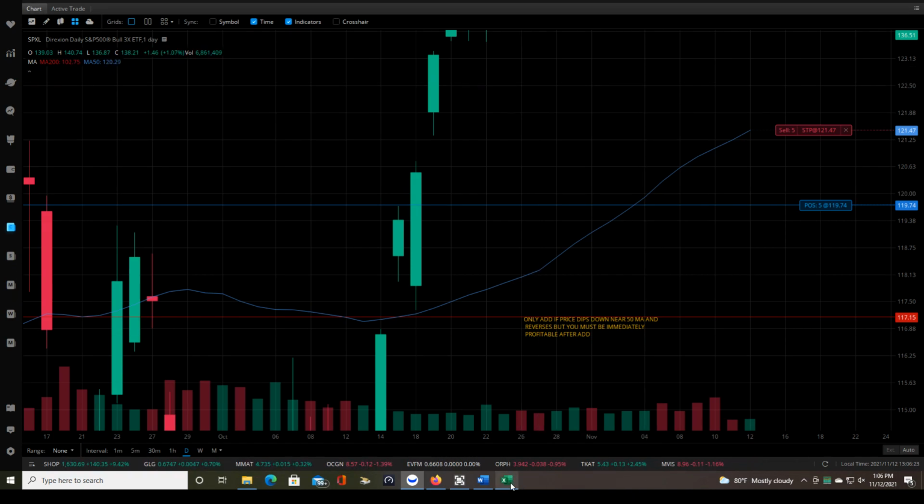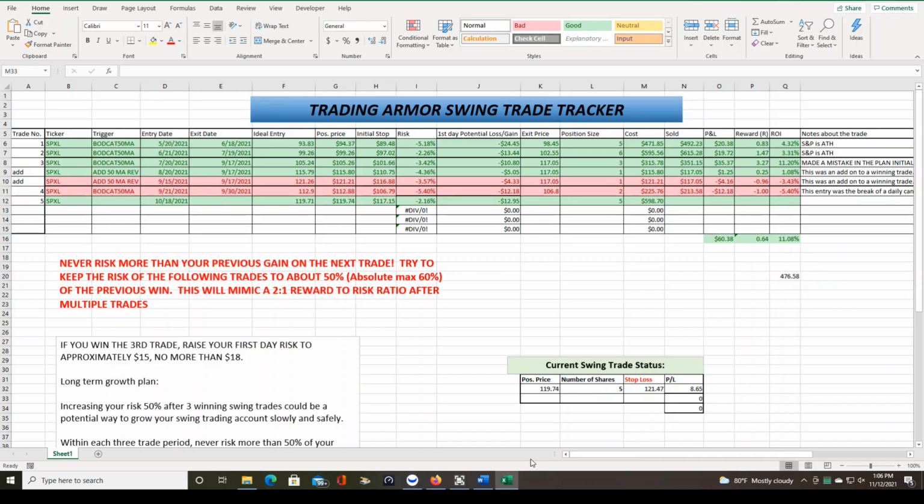If you look at my spreadsheet, I've been trading SPXL since May, and so far every single trade has been profitable except for one. That's trade number 4. The one above it is just an add-on to trade number 3. So trade number 3 was profitable overall, it's just that the last add-on was not. Trade number 3 is the sum of all three of these. Trade number 4 was not profitable, but that type of trade is no longer allowed in the plan, so I've updated that since then.